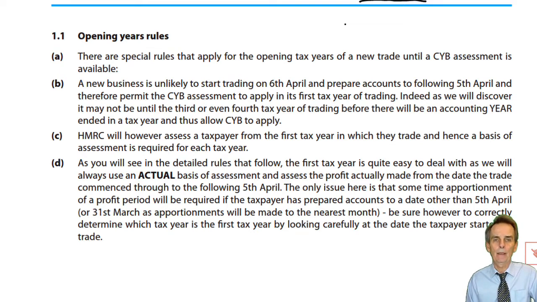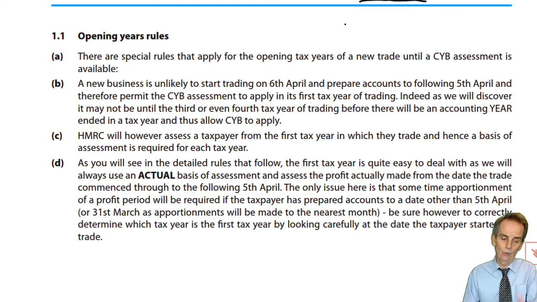Well, guess what? HMRC do not wait around until the 2nd or the 3rd or even the 4th tax year when you actually have a current year basis for you then to be assessed to tax. From the very first tax year in which you trade, we need to have a basis of assessment because HMRC are going to assess you on some figure of profit. So what we now need to look at, and what you need to learn, you will do so as ever with practice, is what are these bases of assessment in the opening years.